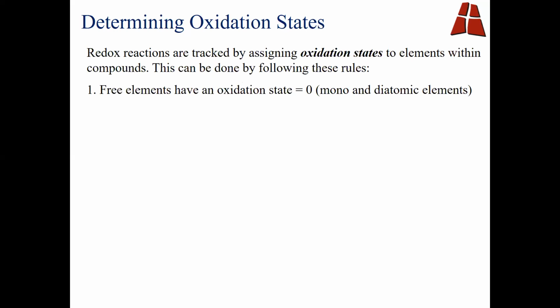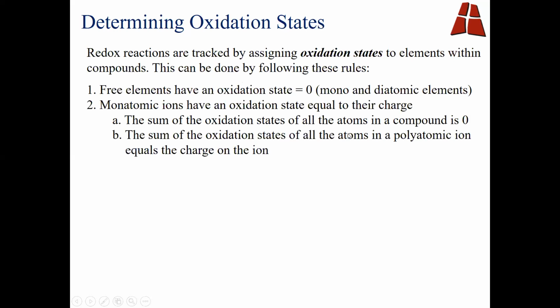Our first rule is that free elements have an oxidation state of 0. This can also include mono and diatomic elements. So if you have something like nitrogen gas, N2, that has an oxidation state of 0 because it is considered a pure element. Our next rule is that monoatomic ions, so things that are charged, have an oxidation state equal to their charge.